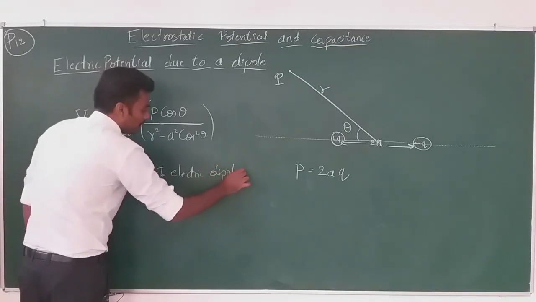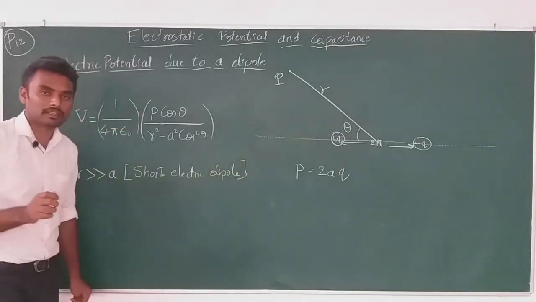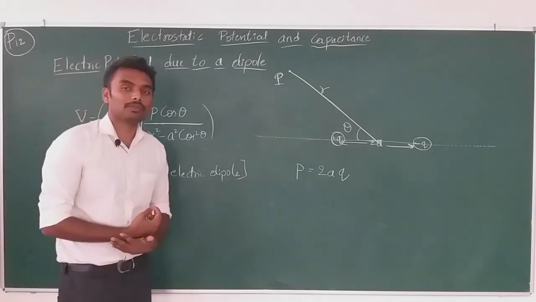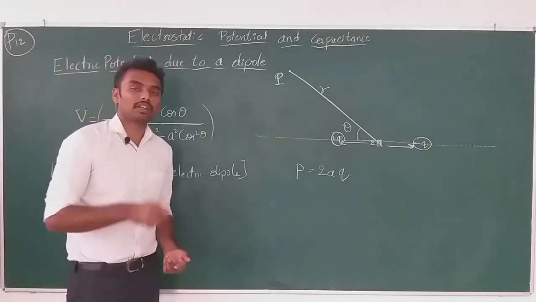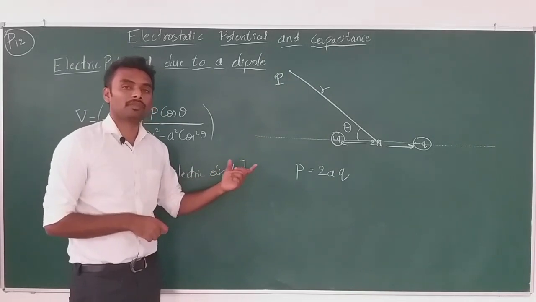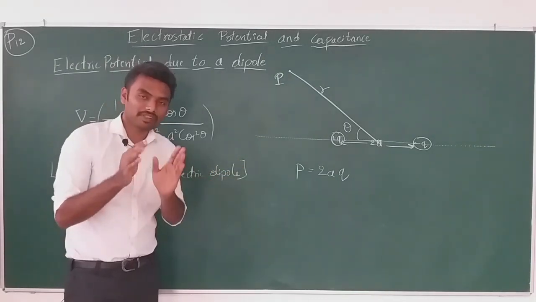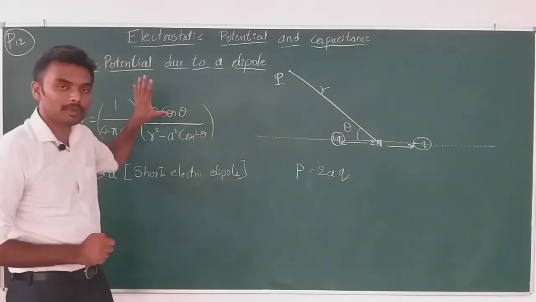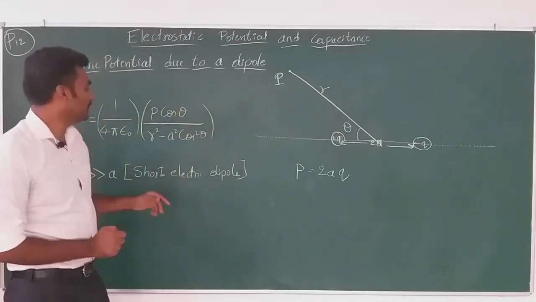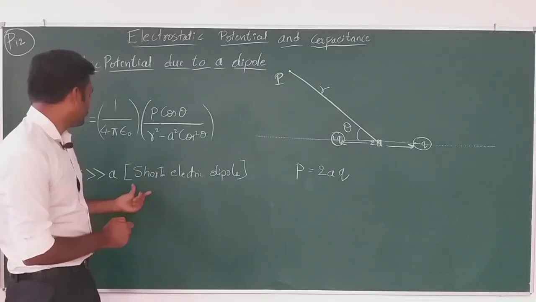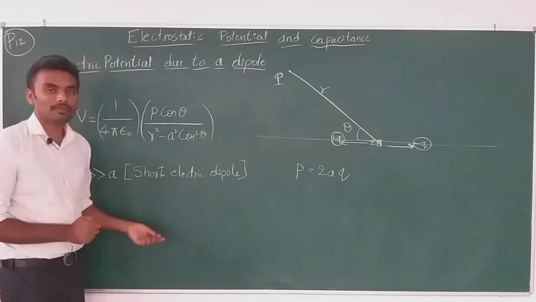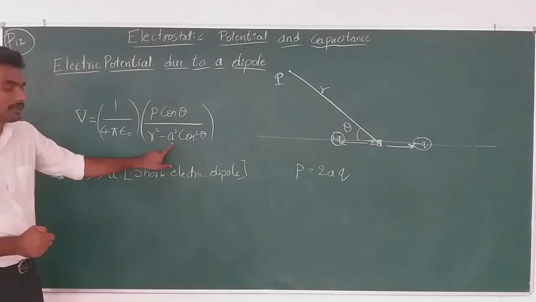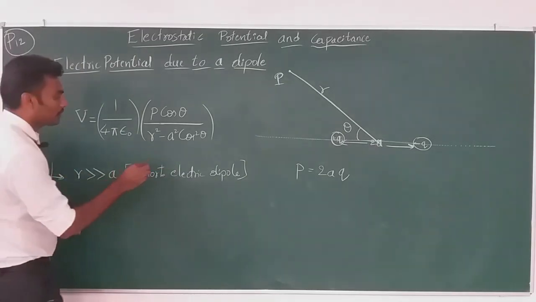So when we have a short electric dipole, sometimes they also ask you to write the expression for electrostatic potential at any point due to a short dipole. Specifically they ask you for a short dipole, but I always suggest you remember this formula first, and then you can get the expression for a short dipole just by substituting a as 0 in this expression, right. So it is quite simple.